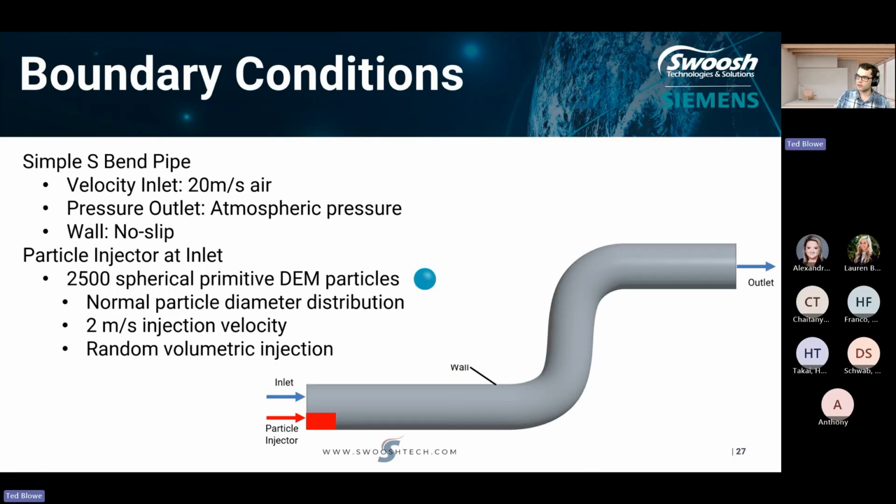Okay, basic boundary conditions. We have our gas phase inlet at 20 meters per second. The outlet is just a pressure outlet to atmospheric pressure, and the walls are treated as no slip, which is pretty standard. And then our DEM phase is indicated by the red arrow and the red box. This is where we inject the particles. They're injected randomly inside of this box at 2 meters a second, and there's a total of 2,500 particles at all times, and we're just using the basic spherical.